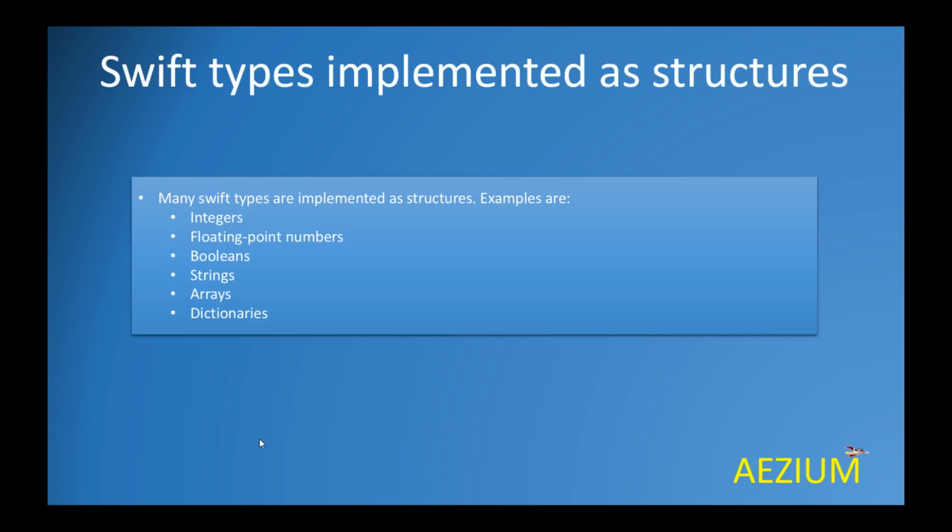As a final point of today's tutorial, I'd like to mention that many Swift types are implemented as structures. These are the types that we have already seen, and some of them are listed here. Integers, floating point numbers, booleans, strings, arrays, and dictionaries are examples of Swift types which are implemented as structures.